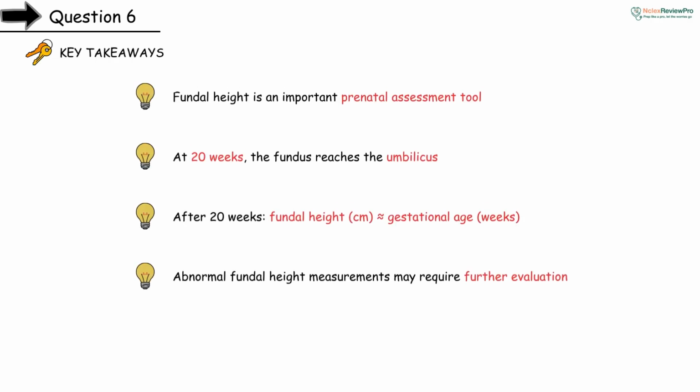So the key takeaway here is this. Fundal height is an important prenatal assessment tool, and when the fundus is at the level of the umbilicus, it corresponds to approximately 20 weeks gestation, after which fundal height in centimeters generally matches gestational age in weeks, while measurements before 20 weeks rely more on anatomical landmarks, and any significant discrepancy in expected fundal height may require further evaluation for conditions like growth restriction, excess fluid, or multiple gestation. Now let's move on to the next question.